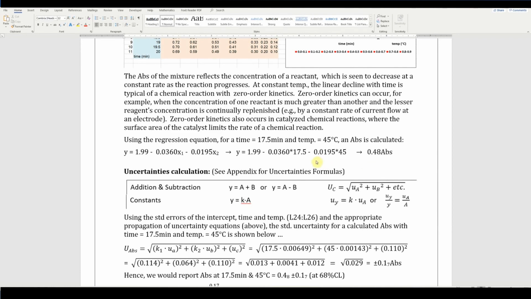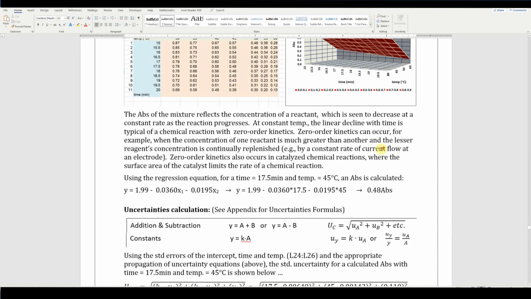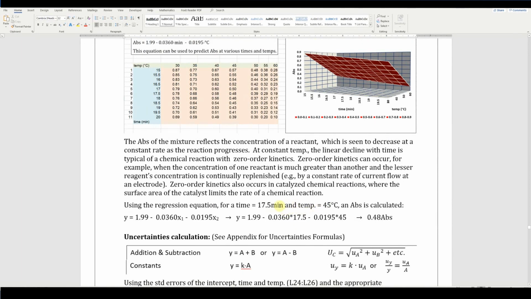So in the example here, let's say we wanted to calculate the absorbance at a given time and temperature. Let's choose 17.5 minutes, which would be somewhere around here, and let's choose 45 degrees Celsius, which would be about here, and the intersection would be about an absorbance of 0.48.